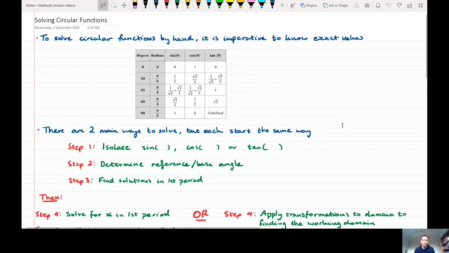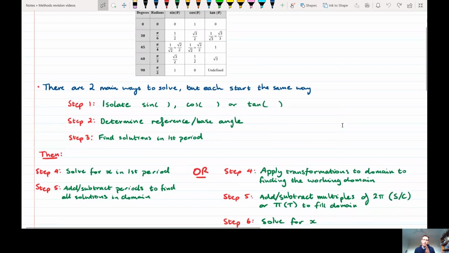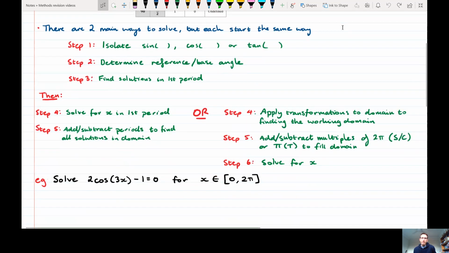Now, whichever method you choose, the first 3 steps are the same. The first thing is to isolate your sine, cosine, and tan, get them by themselves. Then find the reference or the base angle, which comes from this first column here, if you're in radians, normally we're in radians. And then we find solutions in our first period. At that point, it diverges.